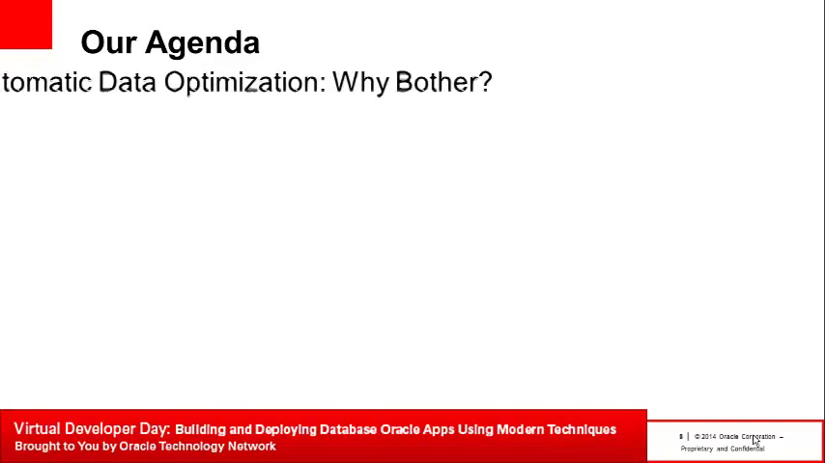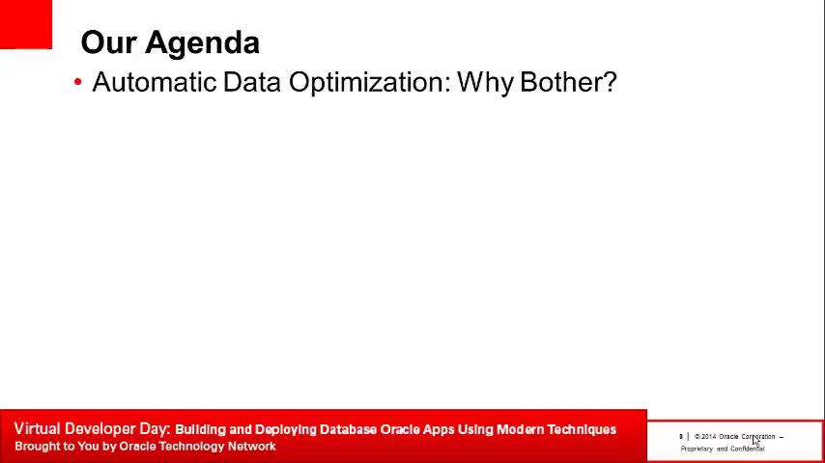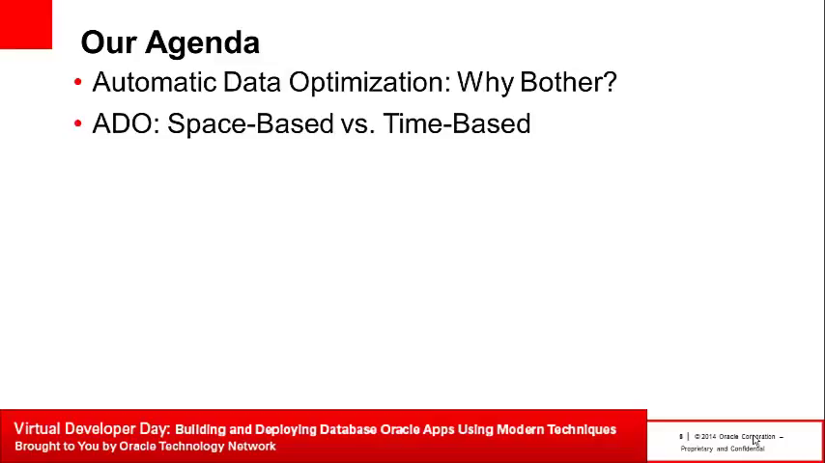Here's our agenda. First off, automatic data optimization. Why bother? It's a lot of work. Well, not exactly, but it's not trivial to set up. Why bother? I really believe that the secret to being an effective Oracle database administrator or an Exadata Database Machine administrator, a DBMA, is to be able to understand the why of what you're doing. The what, the when, the where, the how, that's in the documentation. But understanding why it works the way it does, that's what I'm big on.